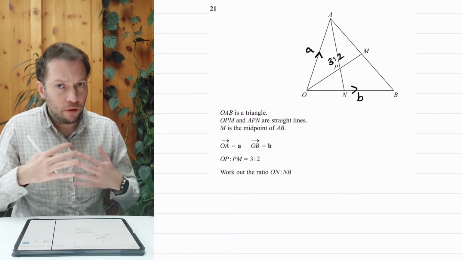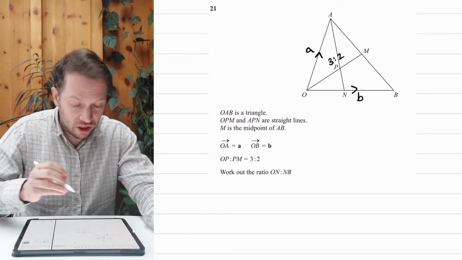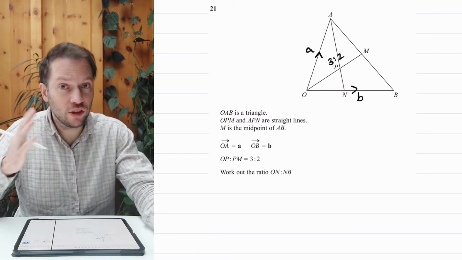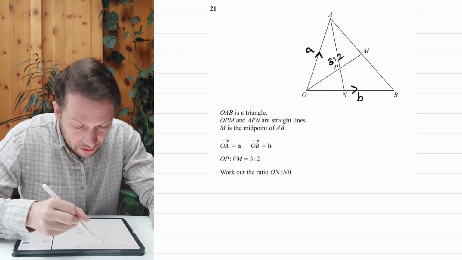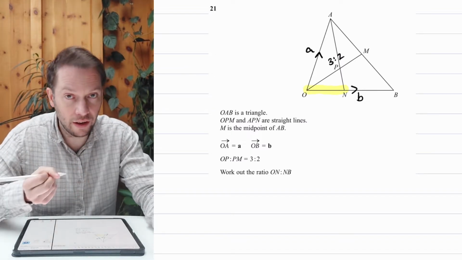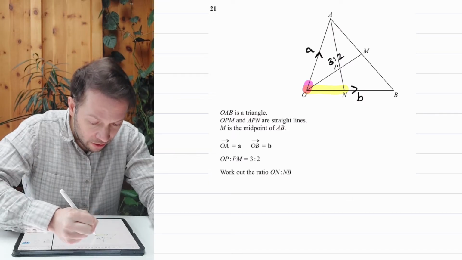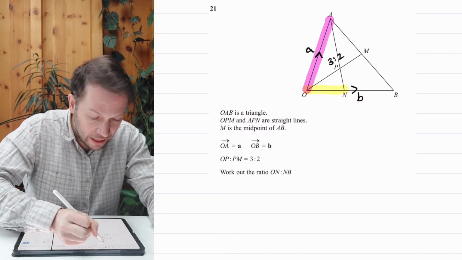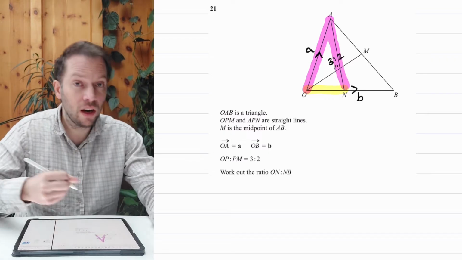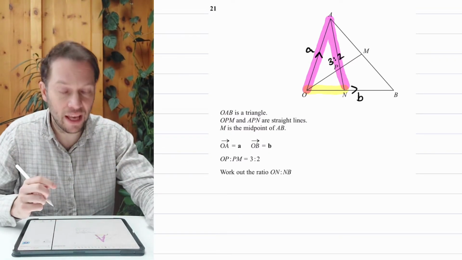Now, in this difficult kind of problem where you can't directly work out that vector, to get from O to N, we can consider two different routes we could get there. So we could just go directly from O to N like that, or we could go more indirectly where we could go up here from O to A and then come down to here. Either way, we start with O and we end up at N.